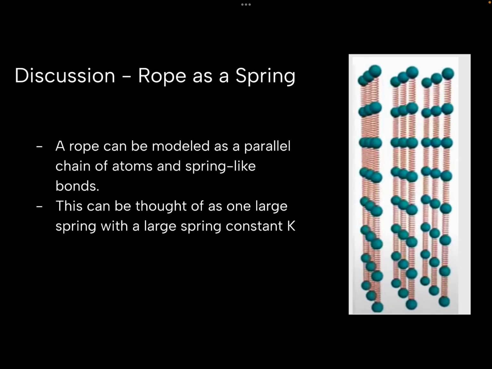Discussion: rope as a spring. A rope can be modeled as a parallel chain of atoms and spring-like bonds. As we can see, this is modeled on the right, and this can be thought of as one large spring with a large spring constant K.